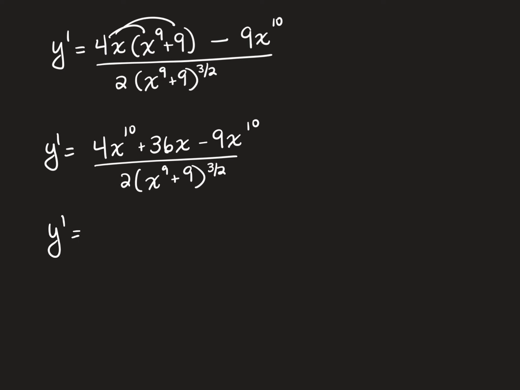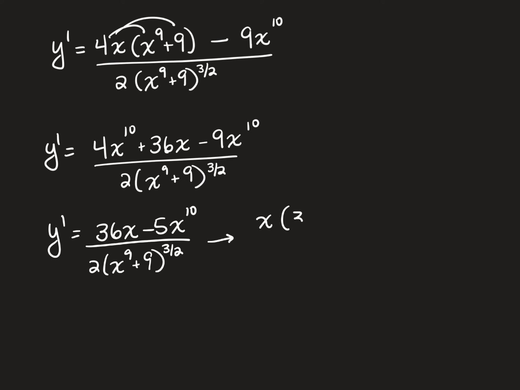All right, so let's combine like terms. We have 36x minus 5x to the 10th all over 2 times x to the 9th plus 9 to the 3/2 power. And then just like we saw in the last example, we could factor out an x from both terms in the numerator and make that 36 minus 5x to the 9th. And then you could also, if you wanted to, write that as the square root of x to the 9th plus 9 raised to the 3rd power. And any combination of these two answers would be fine. So whatever you like, this one or this one. And then as far as how you simplify the numerator, I don't care as well.